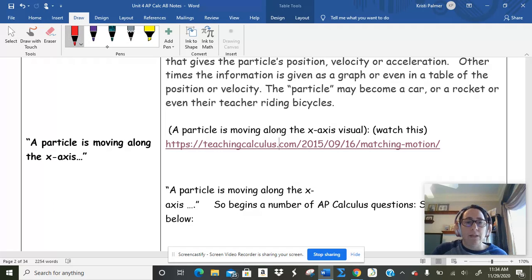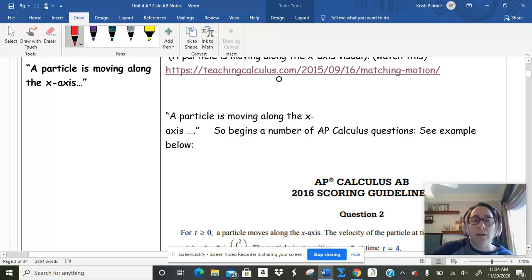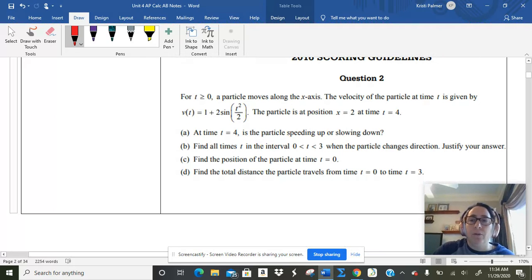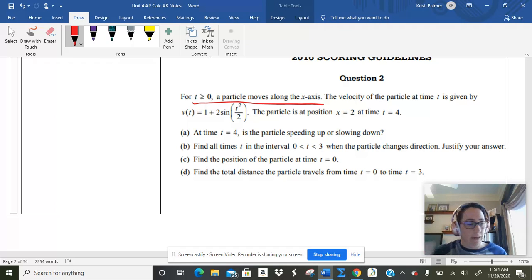Okay, so that's what we're talking about, and a lot of AP questions are going to begin with a particle moving along the x-axis. So here, if you read this one, we're not going to solve it. I want you just to read it though. And you'll see it starts, for time greater than 0, a particle moves along the x-axis. So that's what we're thinking of, that little yellow ball going back and forth. And then we'll figure out how to answer these questions.